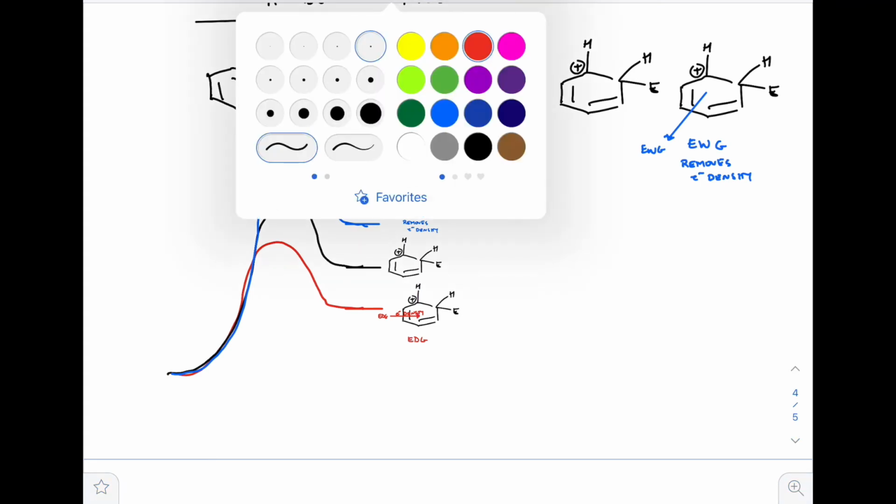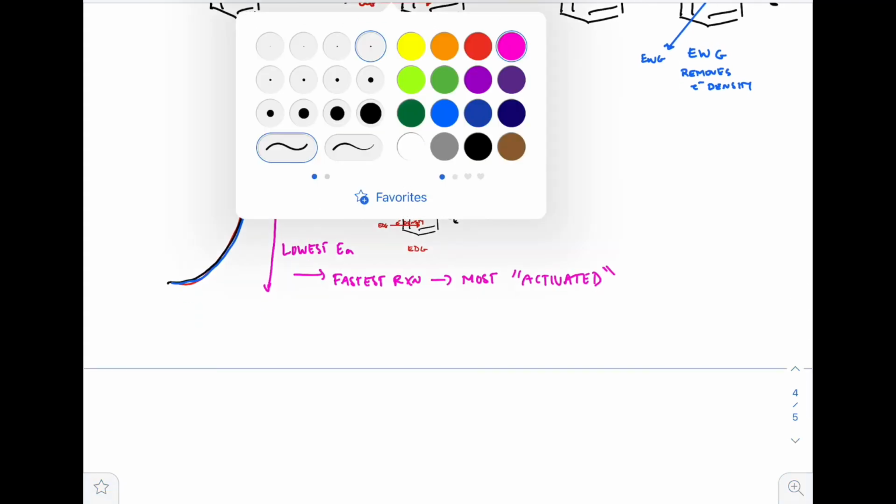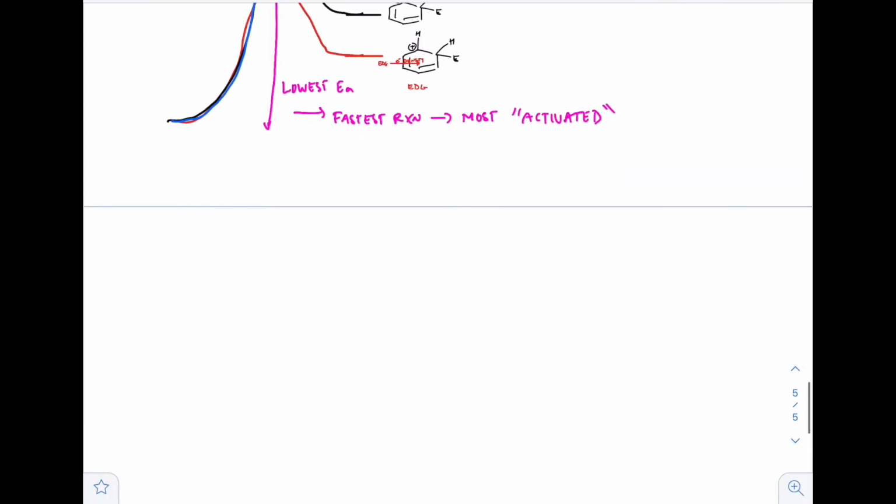That's why the energy of that particular intermediate is higher, as opposed to the electron donating group, which donates and stabilizes that carbocation intermediate, lowering the energy of that intermediate, which also lowers the energy of the transition state. So since we lower the energy of the transition state, we're lowering the activation energy, which results in a faster reaction rate, and this benzene ring is deemed most activated.